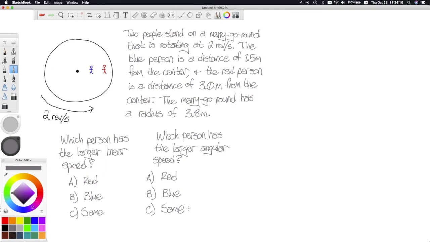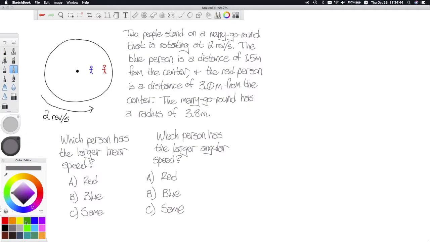So pause the video right now and take a minute to think about this and see if you can come up with what you think is the correct answer. And then once you're done, unpause the video and we can discuss what the correct answers are. All right, hopefully you took the time to pause the video and figure out which of these 2 or 3 answers you think is correct.